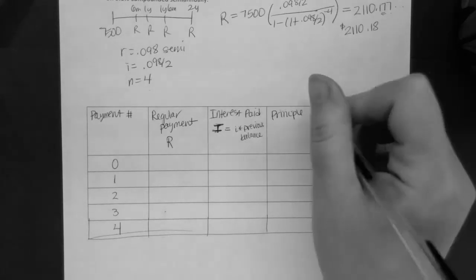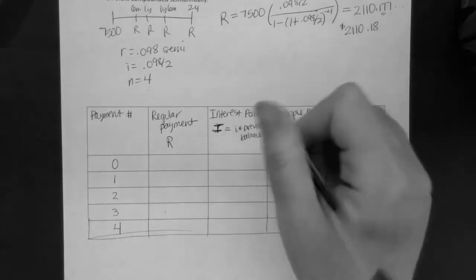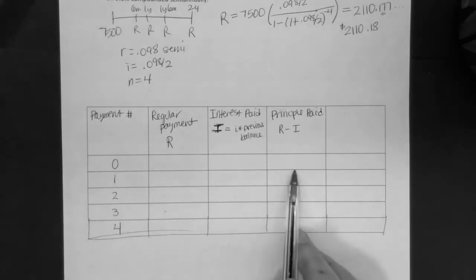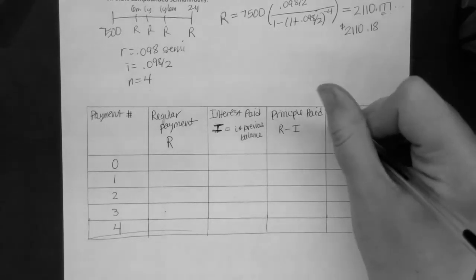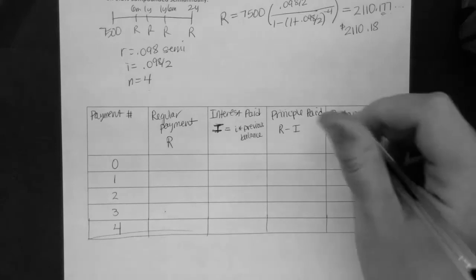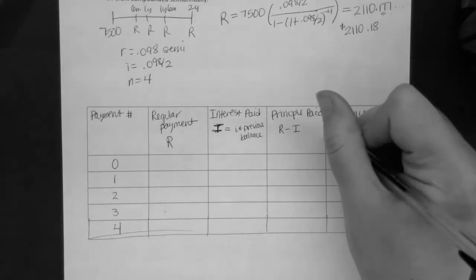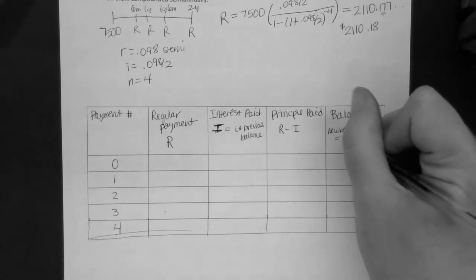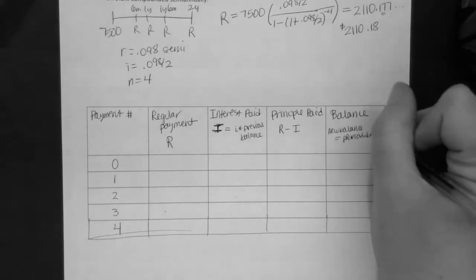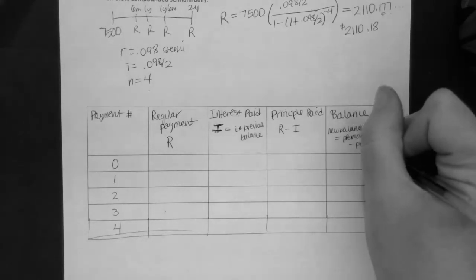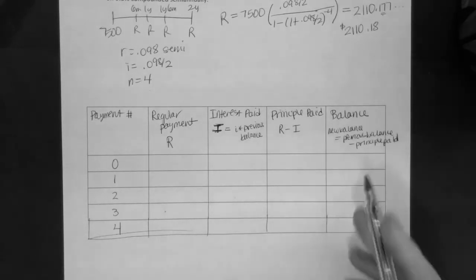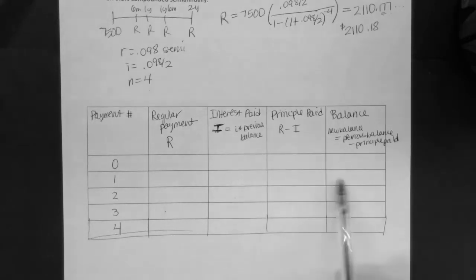Your next column is the principal paid. Okay, this is going to be equal to R minus I. So we're going to take this column and subtract this column, and that's going to be this column. And then our last one is the balance on the loan. Okay, so this is going to be the new balance is equal to the previous balance minus the principal paid. Okay, so it's going to be this minus this to give me this. Okay, so it's going to work a little different again in that last row, but that's the idea.